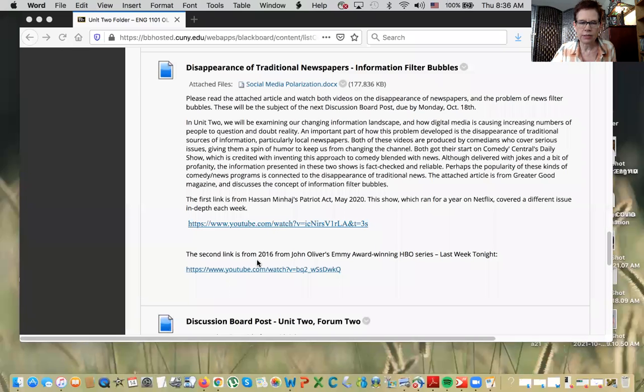And then the second two pieces of information, these two links here, are videos, and you are going to be watching both of them. Now, the first one is from Hasan Minhaj's Patriot Act, and it was broadcast in May 2020. So it is a little bit old, but the subject that he's covering, in fact, both of these are more than a year old, but that is intentional. The idea is to give you a sense of the historical development of this problem.